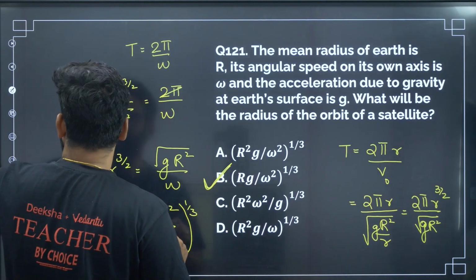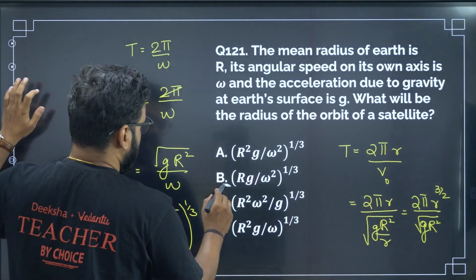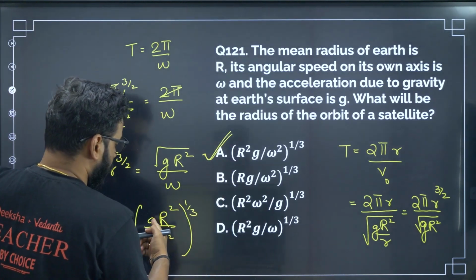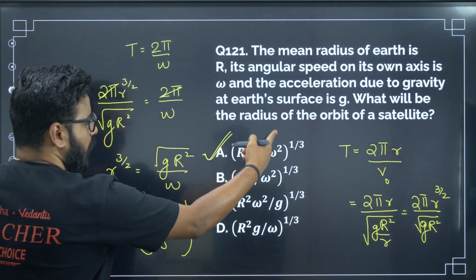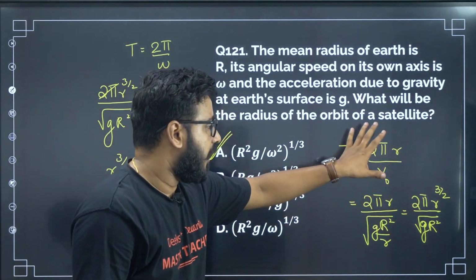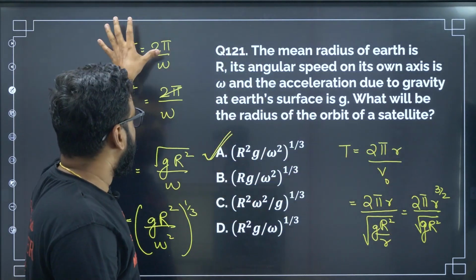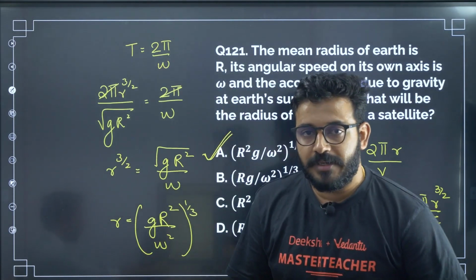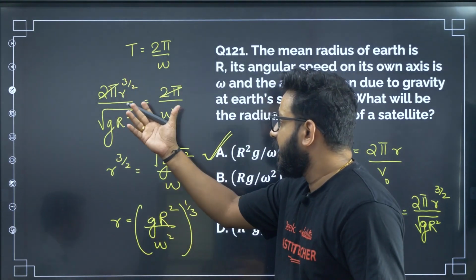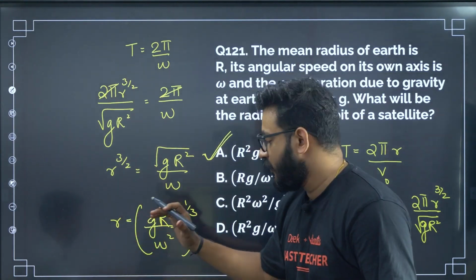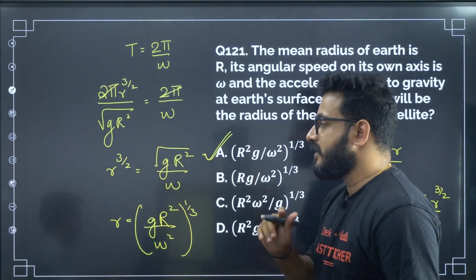Which is absolutely option, sorry, not option B, option A: r squared g divided by omega squared, whole power 1 by 3. What we have done is taken the known time period and equated both of its iterations, because ultimately what we want is the orbital radius. Equating both and cancelling similar terms, we get the orbital radius in terms of g, r and omega, that is option A.